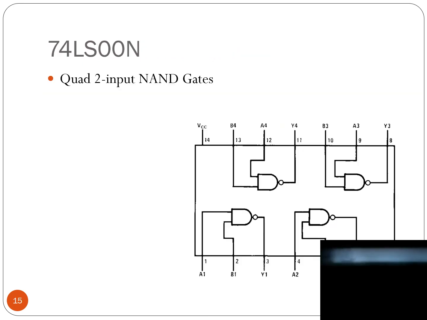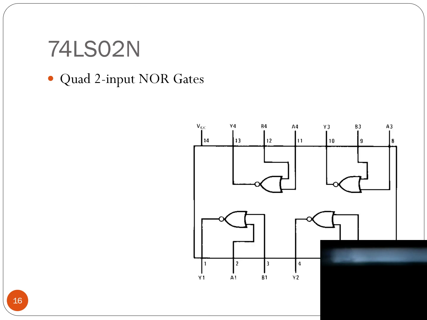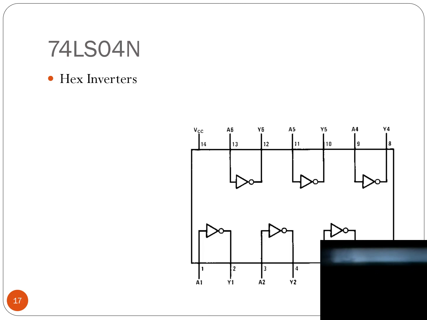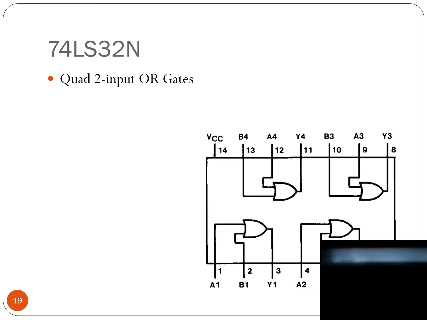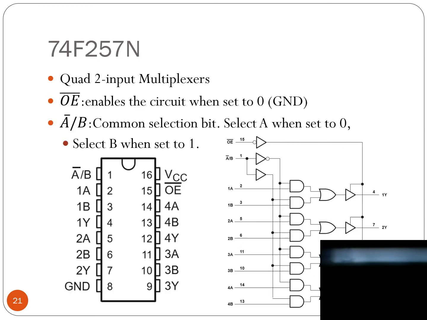Let's go through it very quickly. You have a chip which contains 4 NAND gates, a chip which contains 4 NOR gates, 6 inverters, 4 AND gates, 4 OR gates, and 4 XOR gates. And this is 4 two-input multiplexers. You can read my instructions to see how it works.